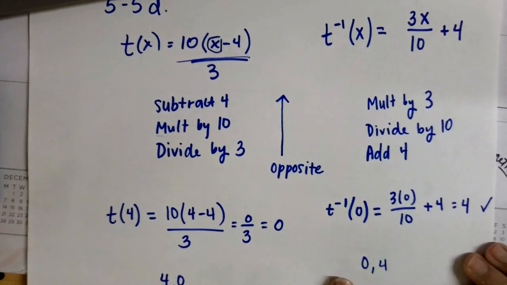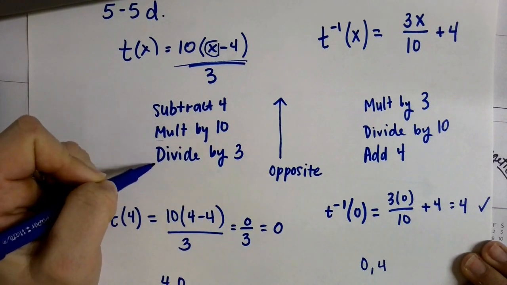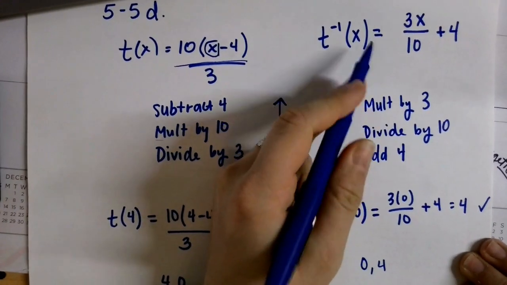So here are my two equations. And again, by listing out what's happening to x and then doing the opposite in the other direction can help me write my equation.